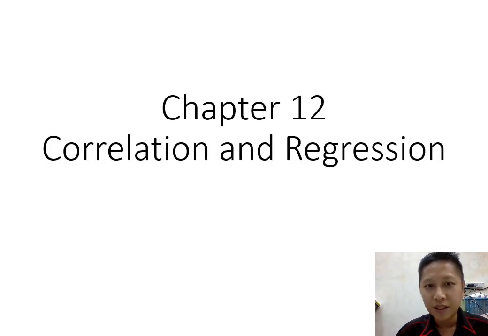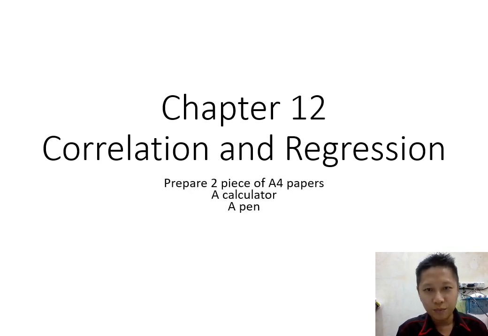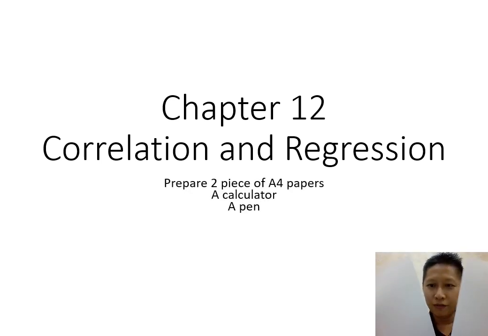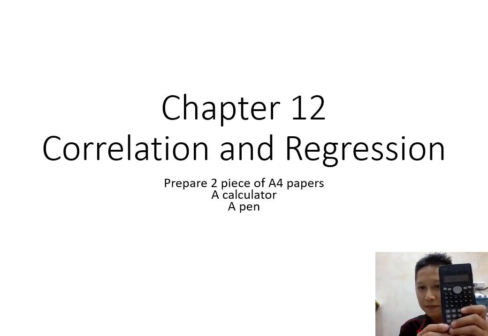Today we're going to cover chapter 12, correlation and regression. Now you're going to prepare two pieces of A4 paper, a calculator, and a pen.